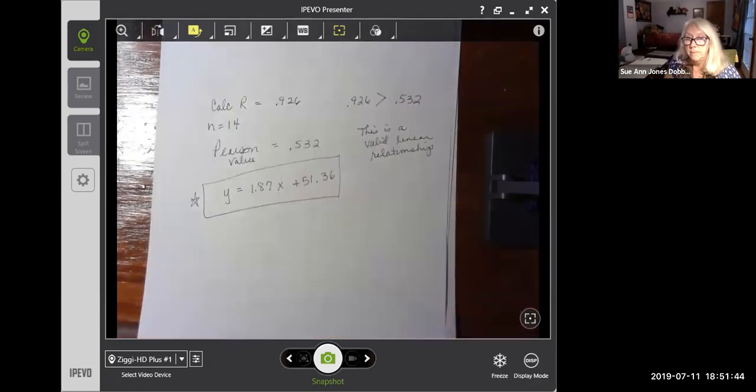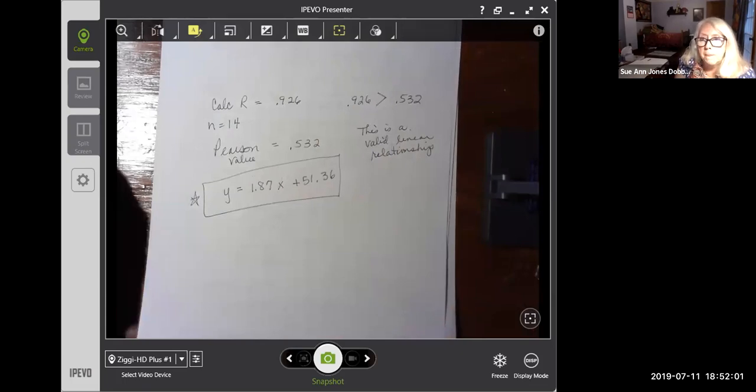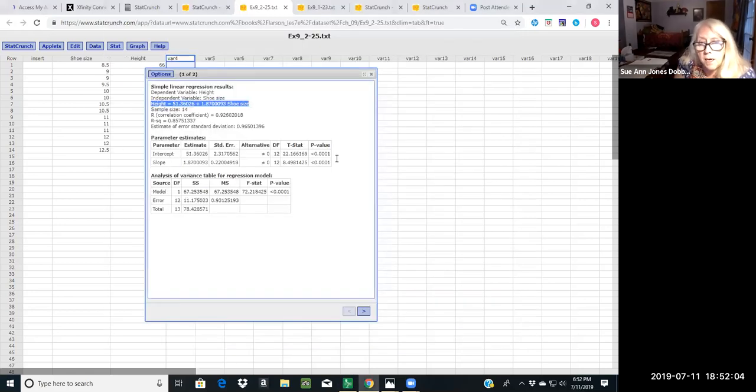Okay? Now, let me show you an alternative interpretation using the same kind of system that you used in hypothesis testing. So I'm going to go back to my StatCrunch screen. And notice over here on the far right of these two boxes, it gives you p-values. So it's telling you a p-value for the intercept and the slope, and then down here it's giving you a p-value for the entire regression model.